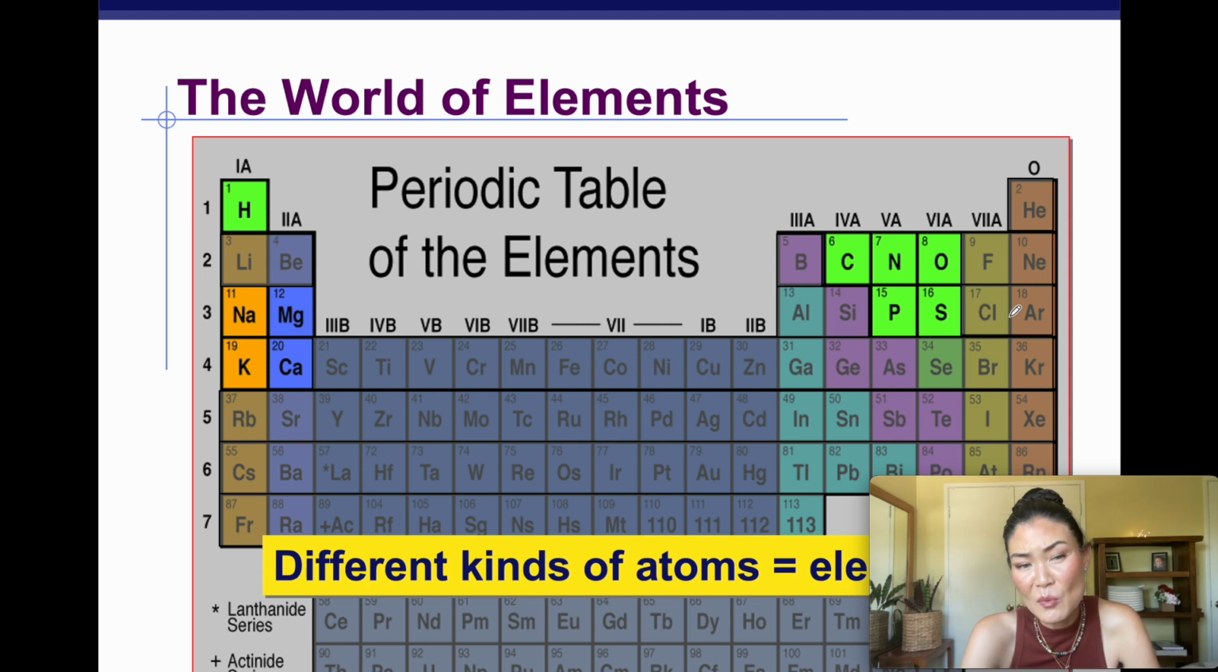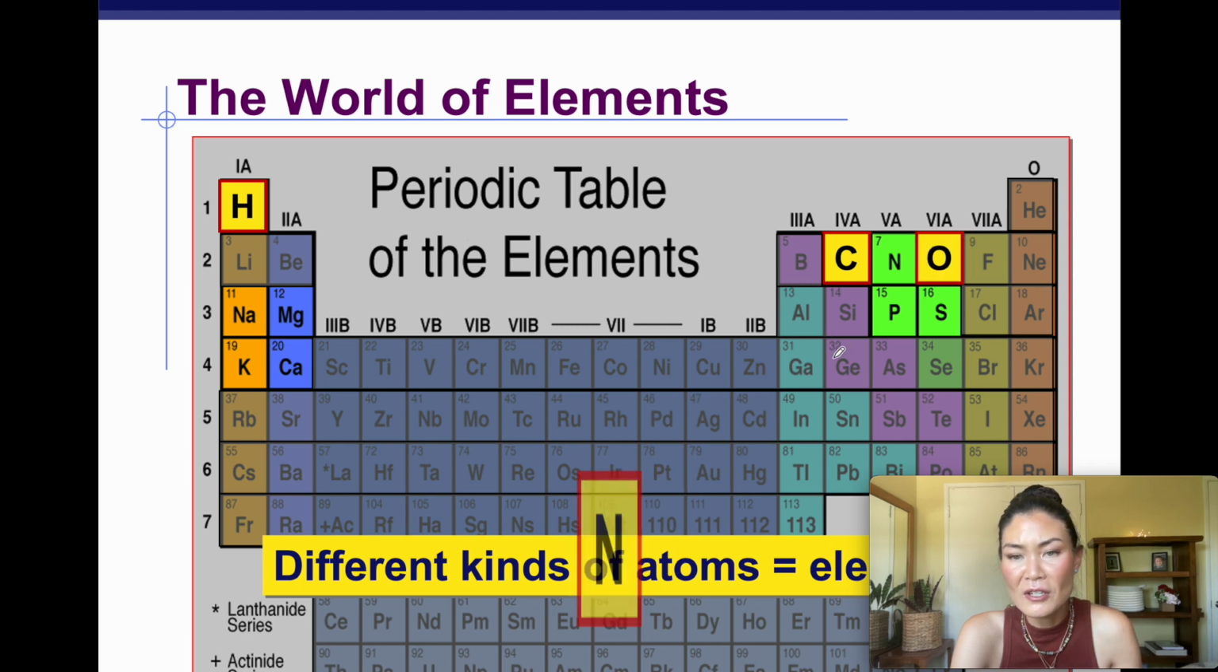There's actually just about 25. There are about 25 elements that make up your body, that make up living things. And the majority of your cells are made up of carbon. So we want to highlight carbon here. And hydrogen, and oxygen, and nitrogen, phosphorus, and sulfur, okay?